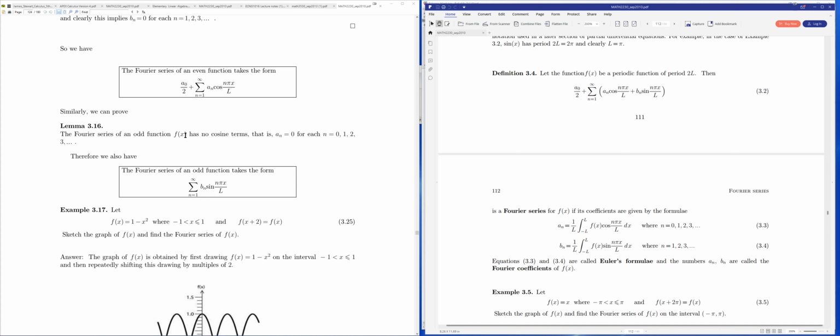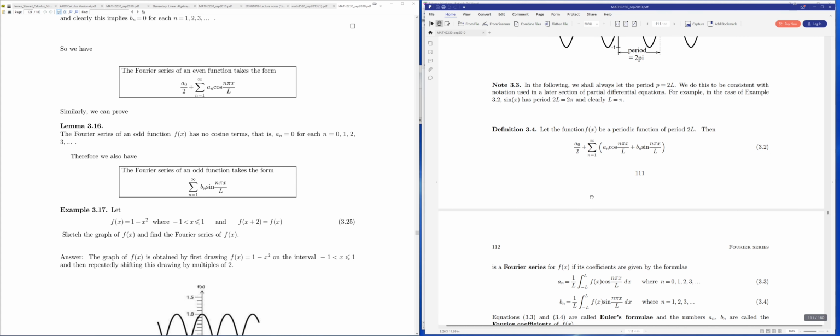But if we know, for example, that the function beforehand is odd, then what this result is saying is that the a's are just automatically 0. So if you know that the function is odd beforehand, then the a's are just going to be automatically 0, which means that you wouldn't need to work out this integral over here. All you need to do is calculate the bn.